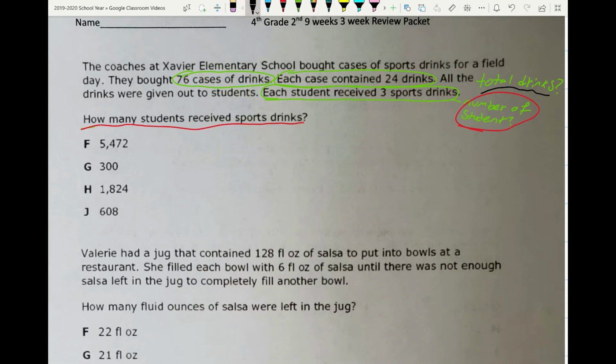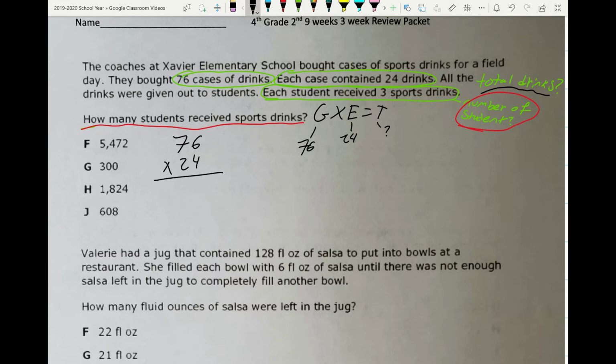Okay. So G times my E equals T. Do I know my groups? Yes, 76 cases. Do I know my each? Yes, 24 in each case. Do I know total? That's what I'm looking for, and that's what I want to know. Okay. 76 times 24.